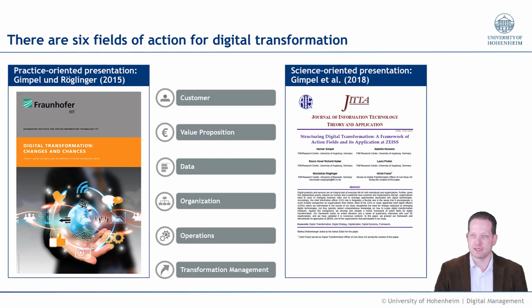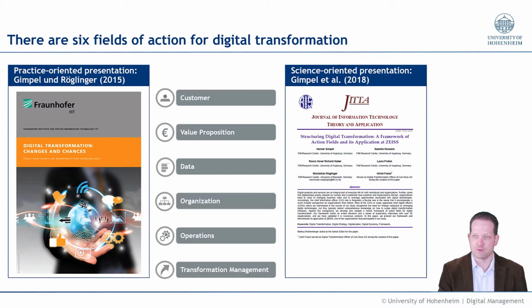And in that we identified 6 fields of action across companies, across different industries, across geographies. These 6 fields of action are customer, value proposition, data, organization, operations, and transformation management. Obviously, these are very broad terms, and one needs to get more detail to really understand what's in digital transformation.